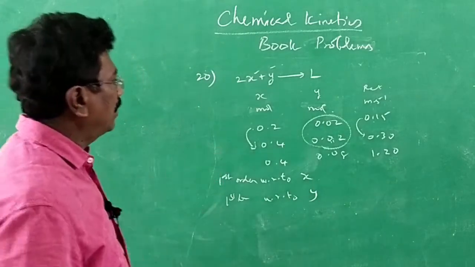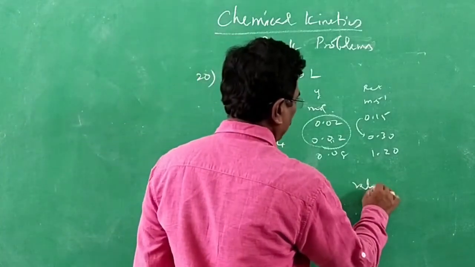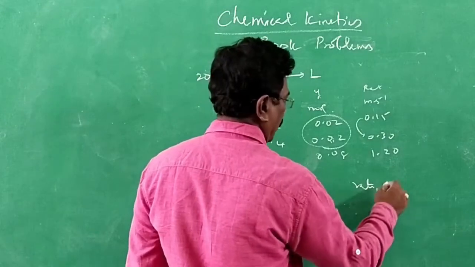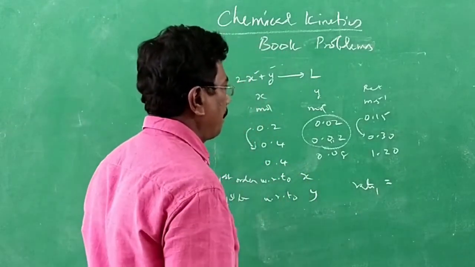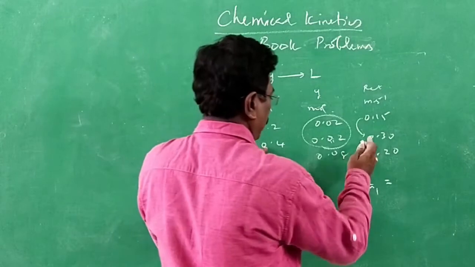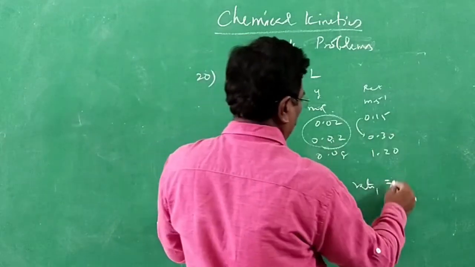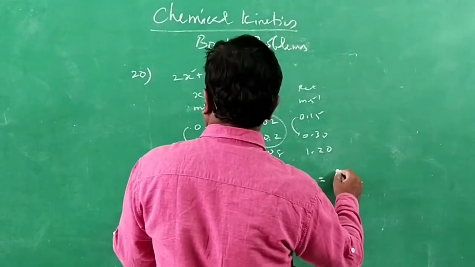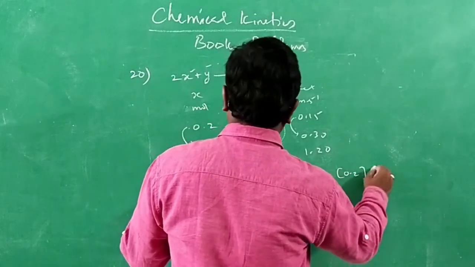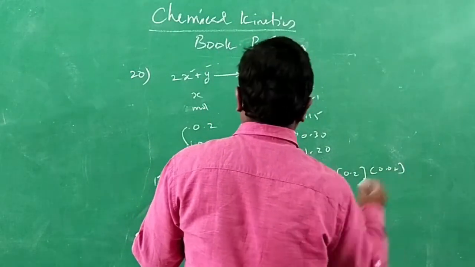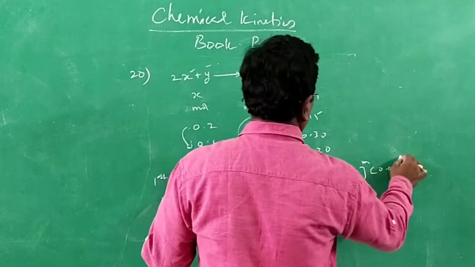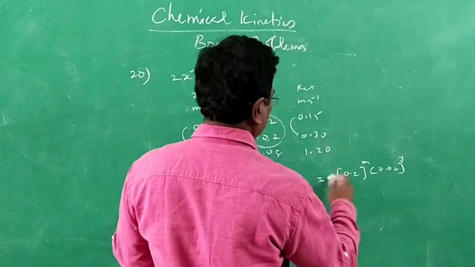Even you can make the equation like this. Rate 1 is equal to, when the concentration of X is 0.2 and the concentration of Y is 0.02, to the power m and to the power n. That is the rate law.